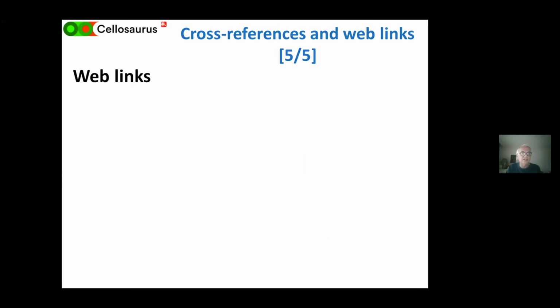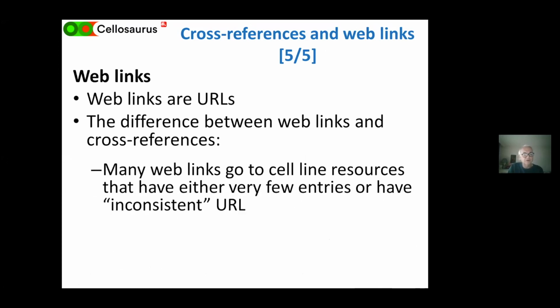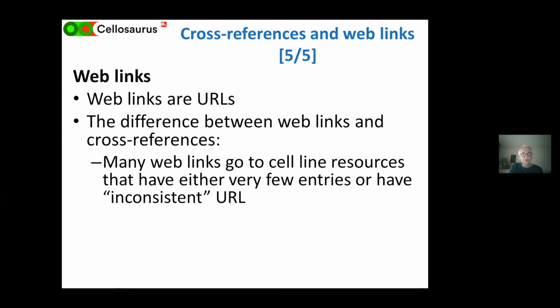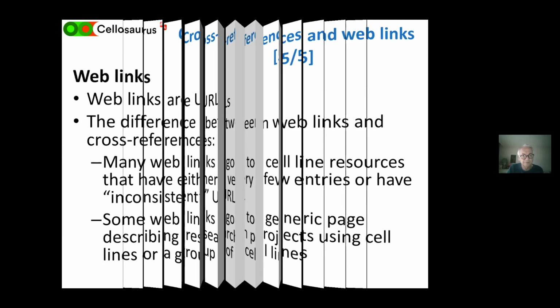So why is it not a cross-reference? Web links are just URLs. And the difference between web links and cross-reference is they go to cell line resource that have either very few entries, so we didn't want to create a cross-reference, or have inconsistent URLs. A lot of cell collection have URLs which are not based on a stable identifier, so we cannot create a cross-reference. And some goes to a generic page describing a research project using a cell line or group of cell lines.